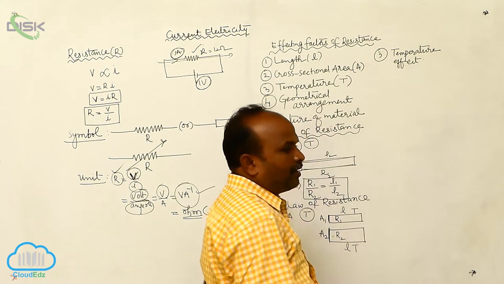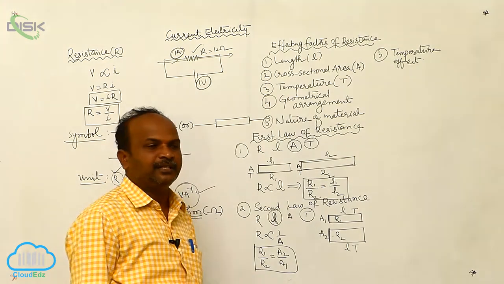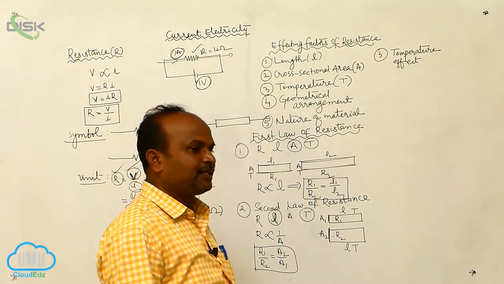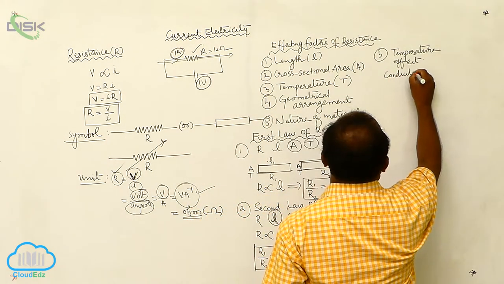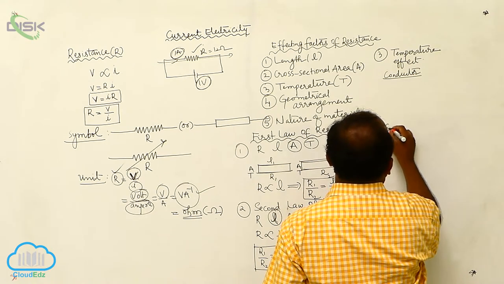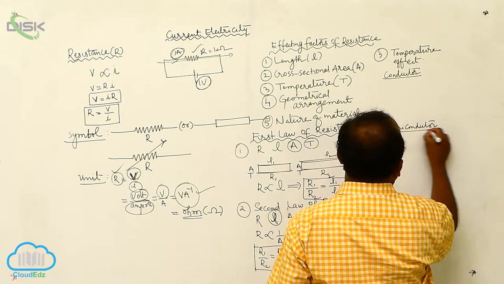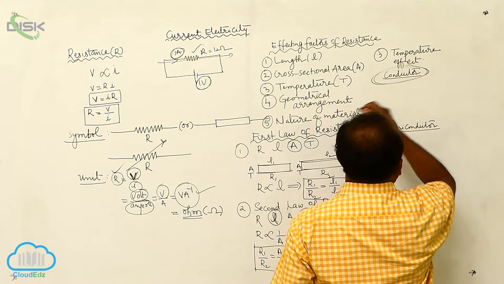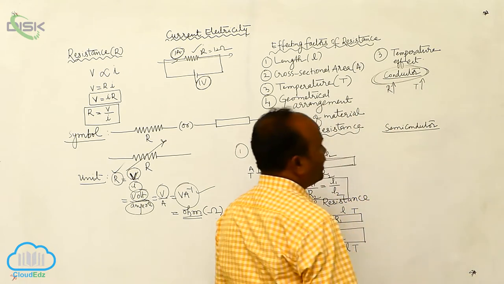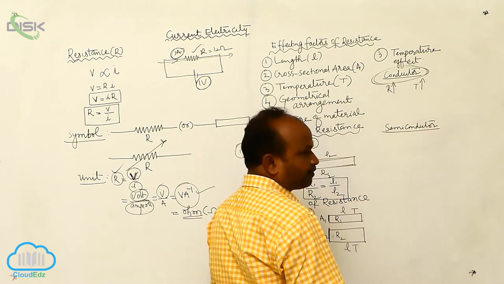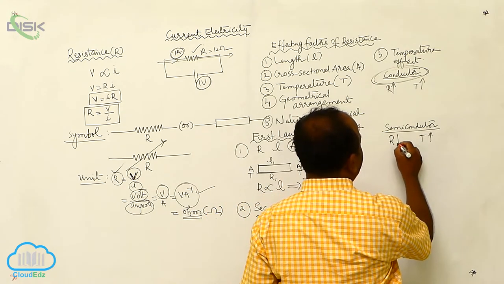Temperature effect. Already we know that as the temperature is changed, no doubt resistance is also changed. In the case of conductors, as the temperature is increased, resistance is also increased. In the case of semiconductors, as temperature is increased, resistance is decreased.